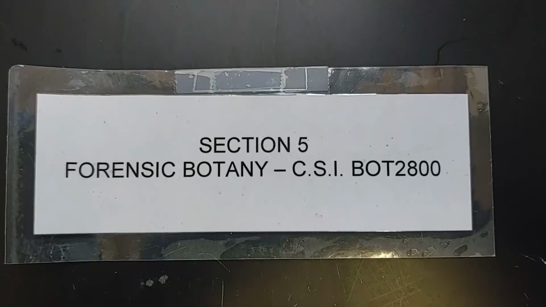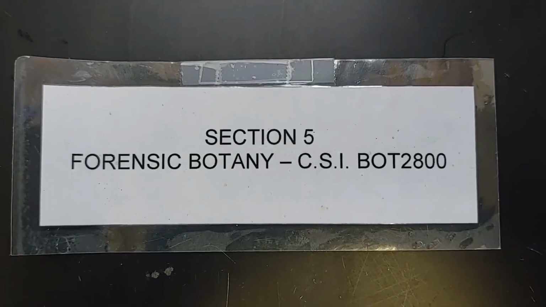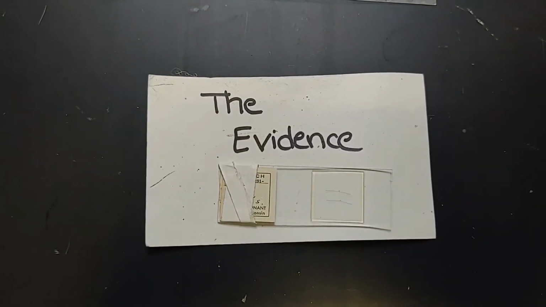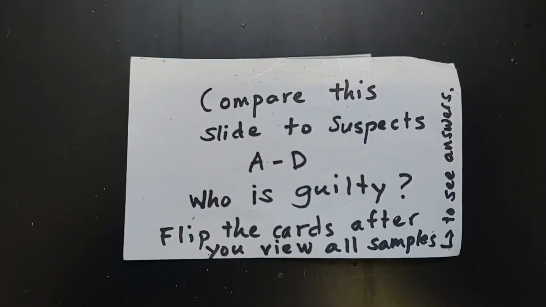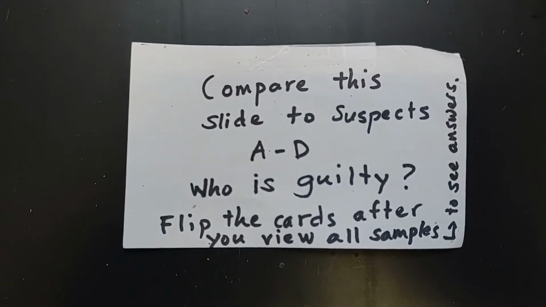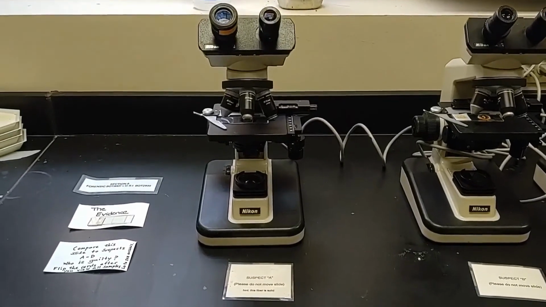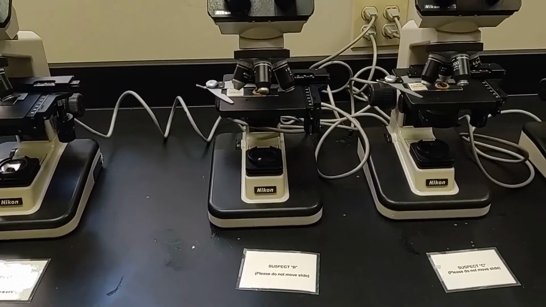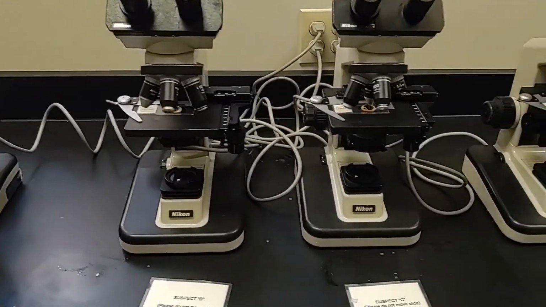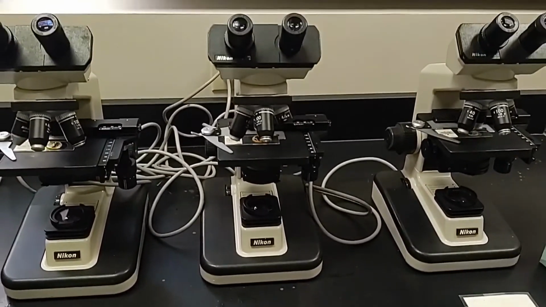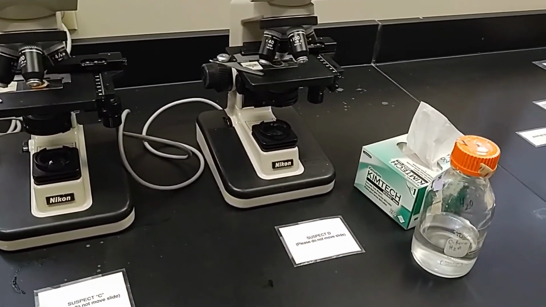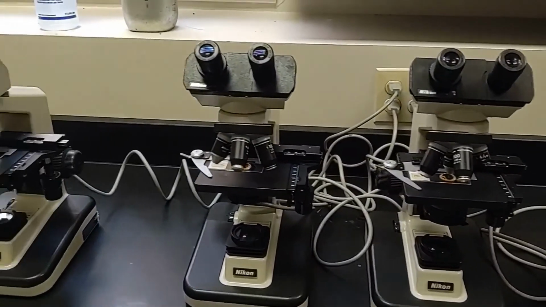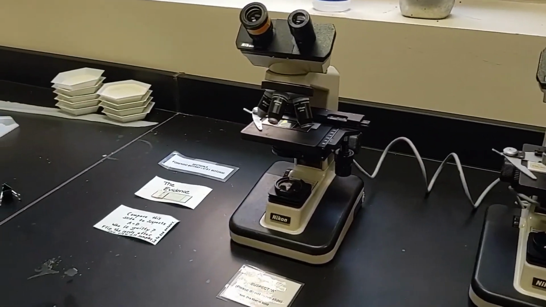This station is dedicated to forensic botany and using fibers to identify culprits. We have a case here, some evidence to look at. We also have 4 suspects, A through D. Suspect A is pictured here. Suspect B is on a slide pictured here. Suspect C and Suspect D. So I will include photographs of those suspects so you can see for yourself who did it.